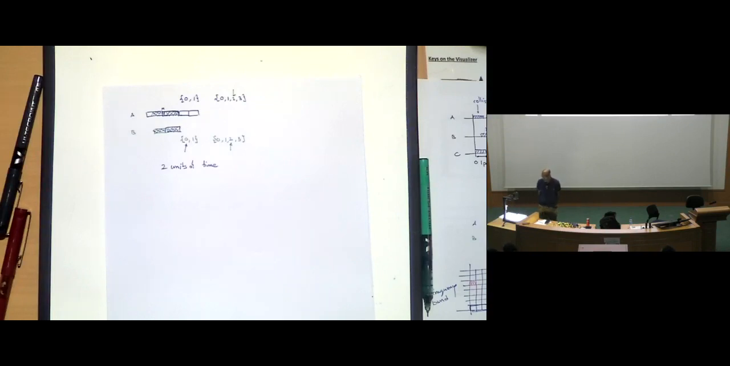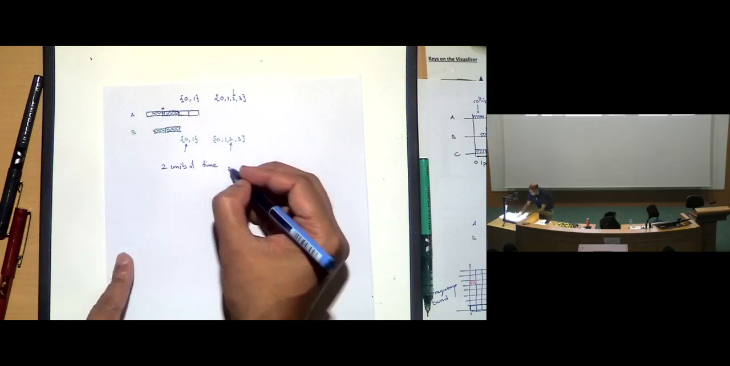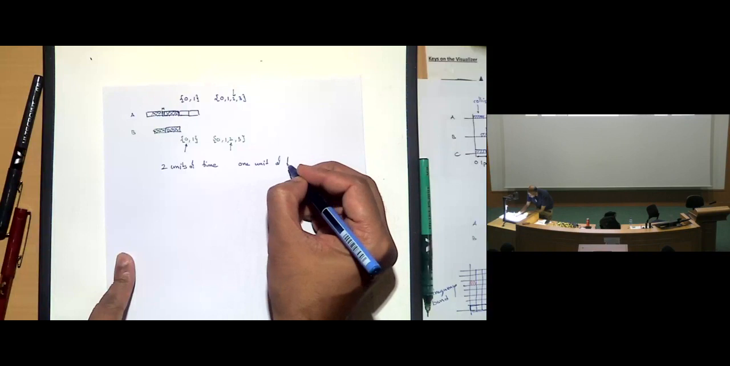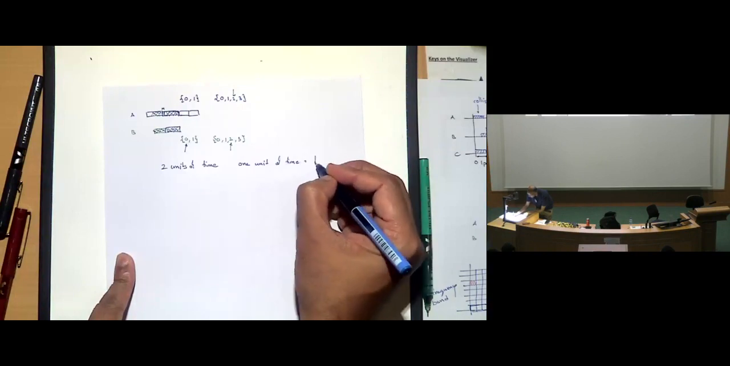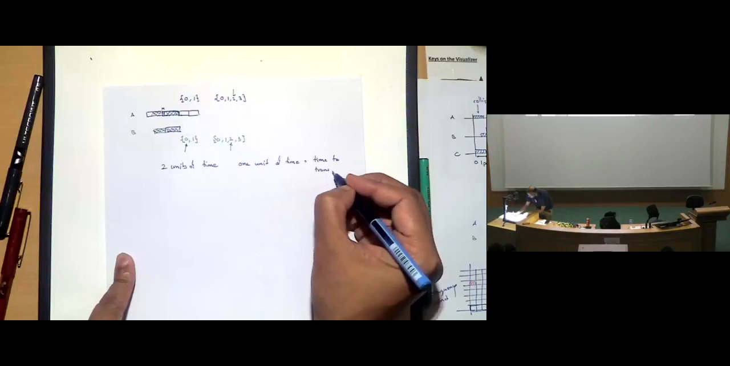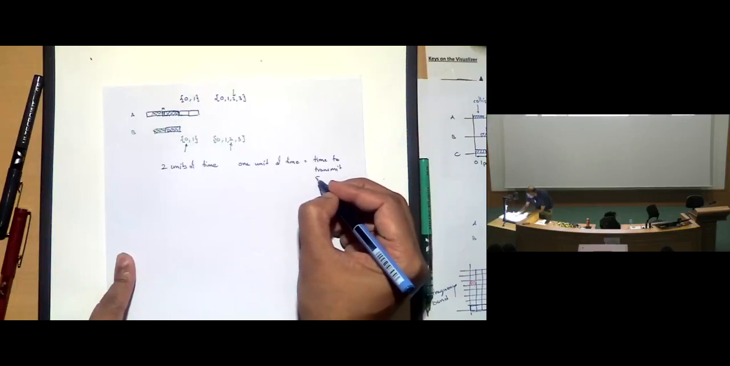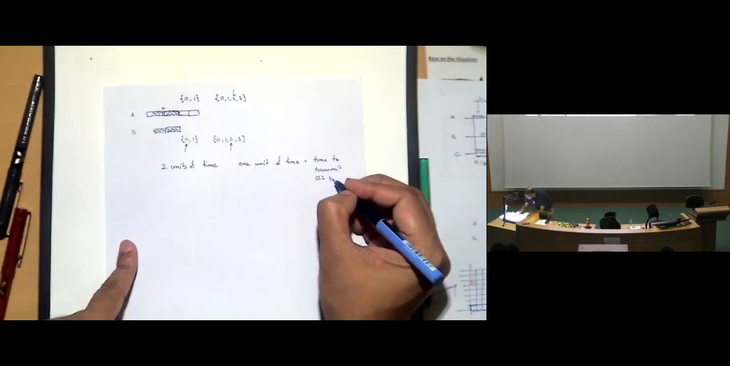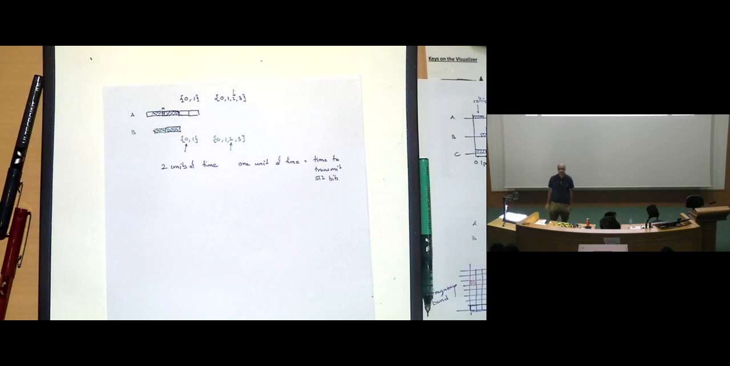The protocol says 1 unit of time equals time to transmit 512 bits. What is the time to transmit 512 bits? Depends on which version of Ethernet you're using.